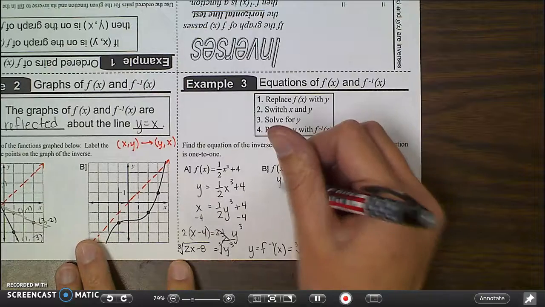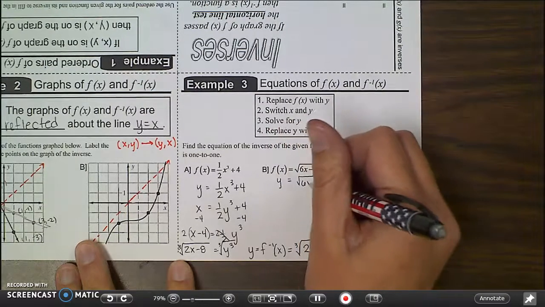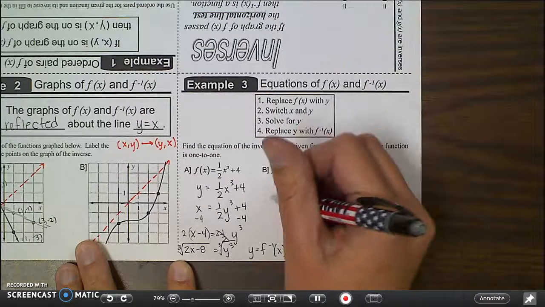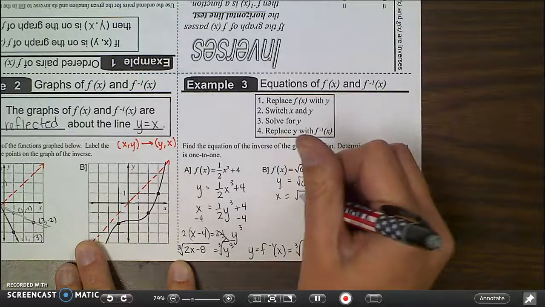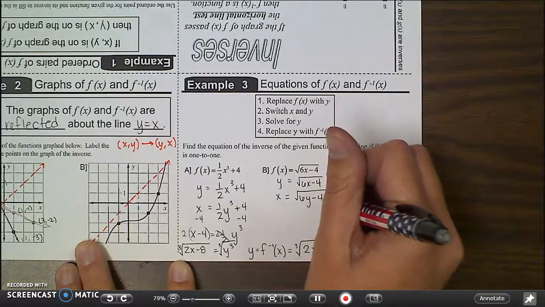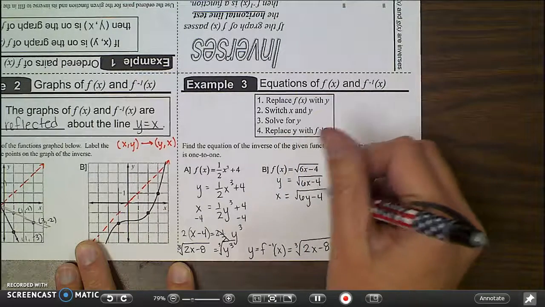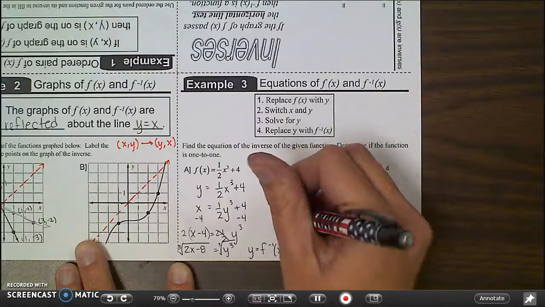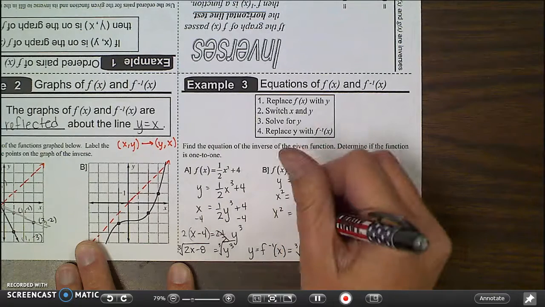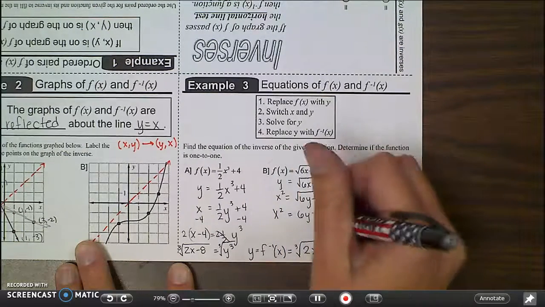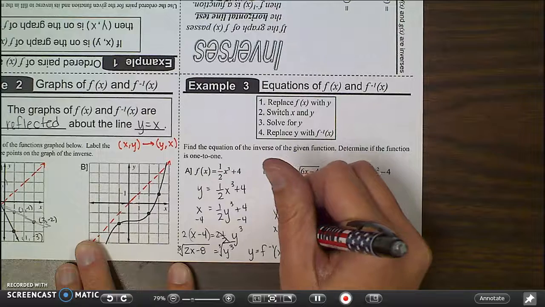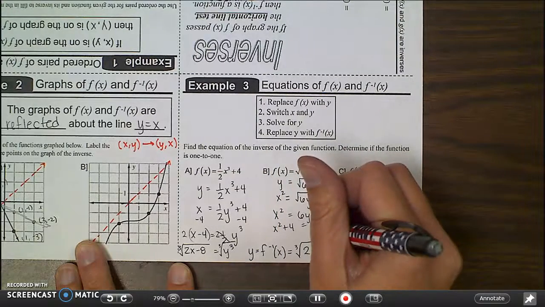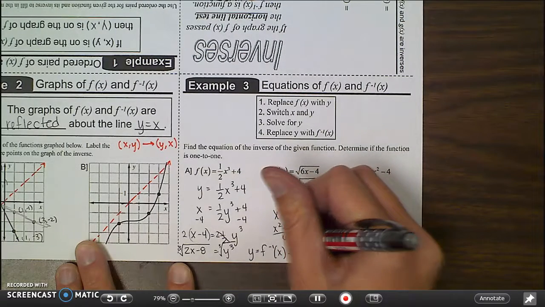So again, we replace this with y. Then we switch x and y, so this is going to be x. This is going to be y. And then we solve. So the first problem is I have this square root, so I'm going to square it to get rid of that. Then I'm going to add 4. And then divide by 6.